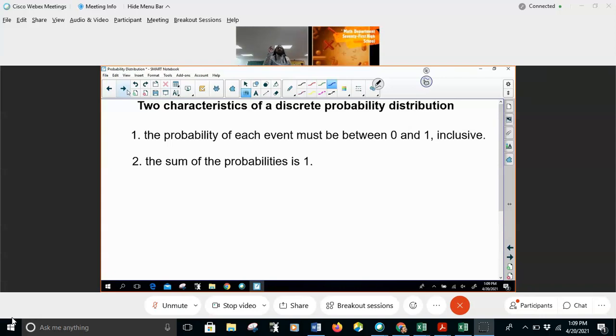So again, one more time, the two characteristics. One is the probability of each event must be between 0 and 1. And the sum of probabilities is 1. So let's get an example here. It's not actually example 1, it's more of a for-example.